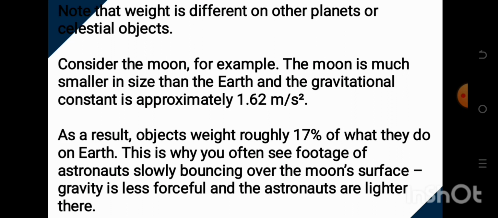Now, this is why you often see the footage of astronauts slowly bouncing over the moon's surface, because gravity is less forceful and the astronauts are lighter there. When you see the astronauts on the surface of the moon, you see them bouncing on the surface because they are lighter. And because they are lighter, it is not convenient for them to walk freely. That's why you see them bouncing on the surface of the moon.